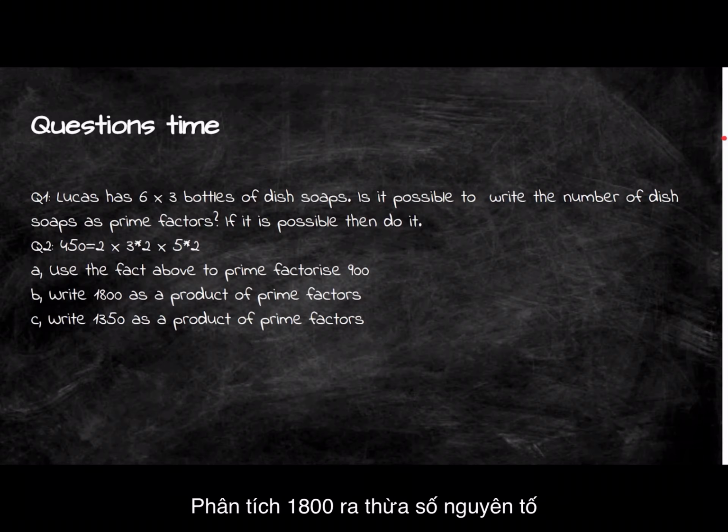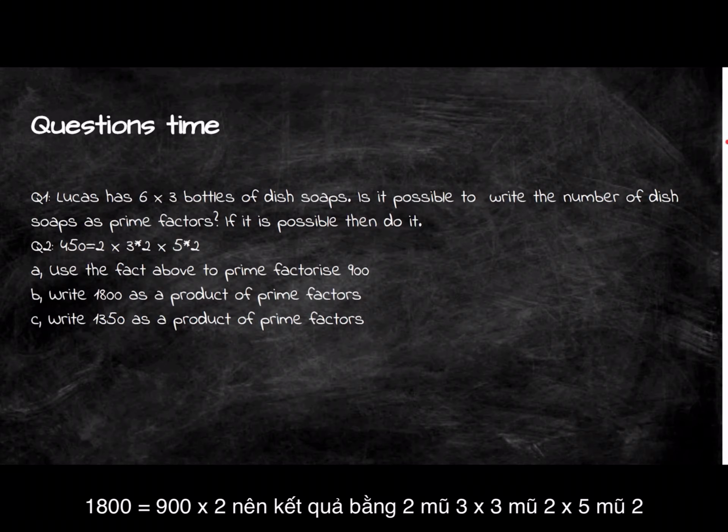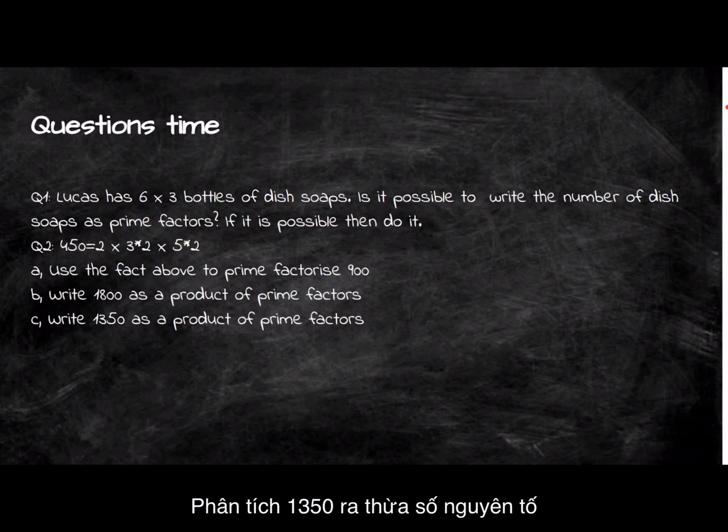Write 1800 as a product of prime factors. We can see a similar trend here, which is 1800 being twice as much as 900, so we need to double the amount of 900s, which leads to the equation 2 to the power of 3 times 3 to the power of 2 times 5 to the power of 2.